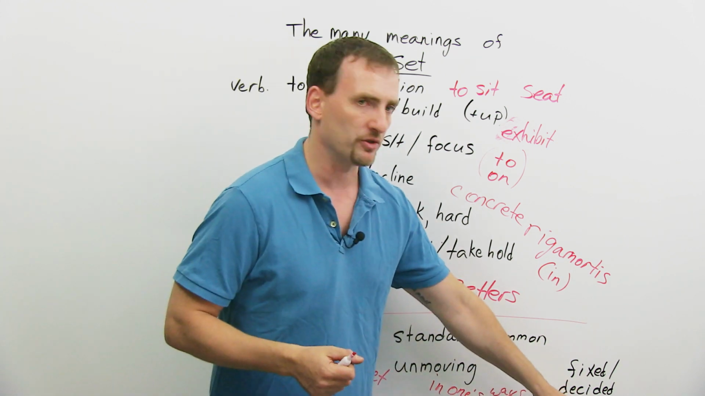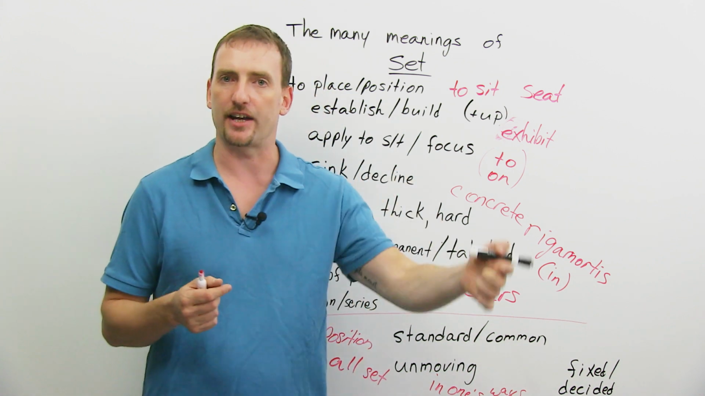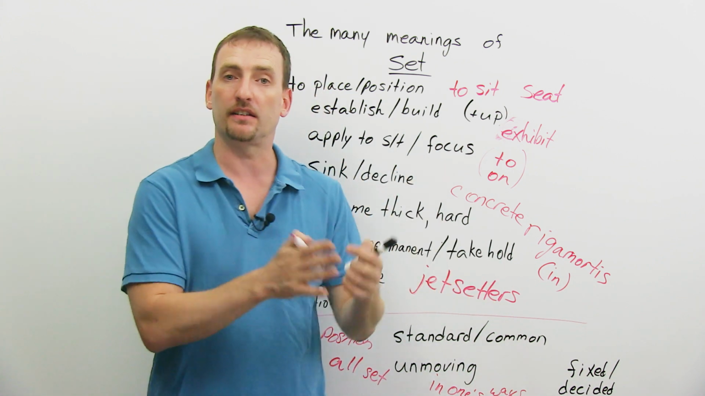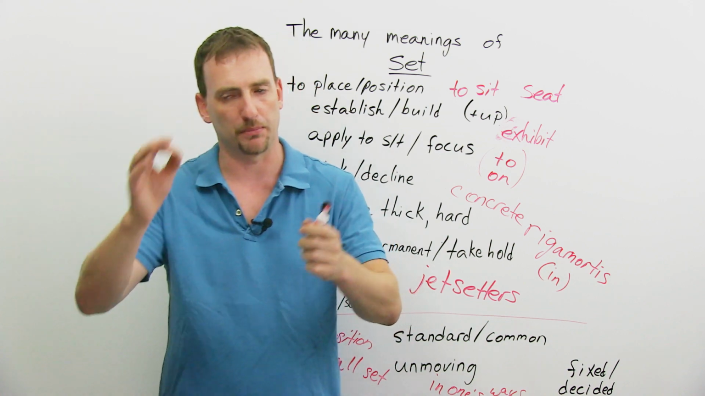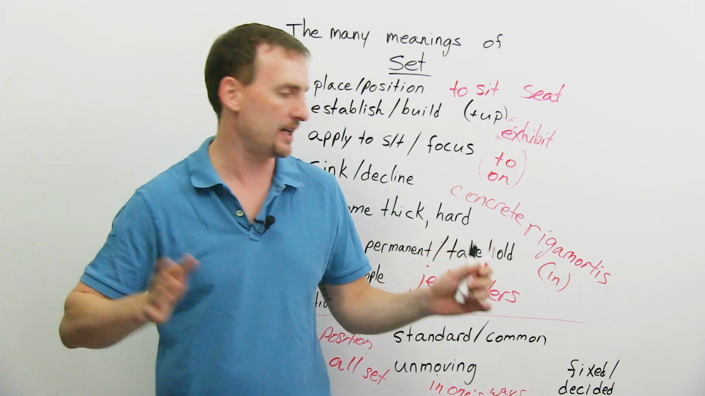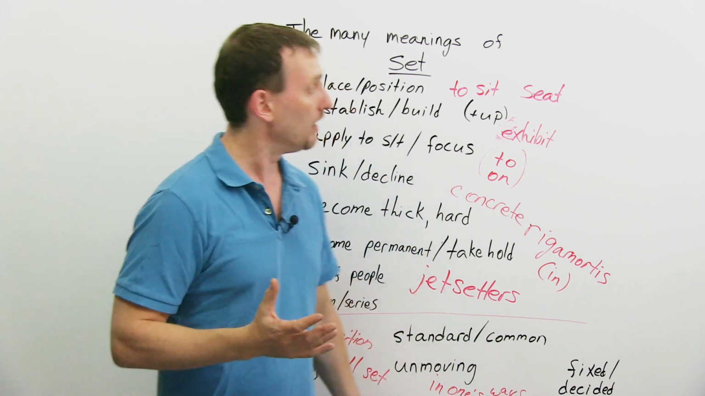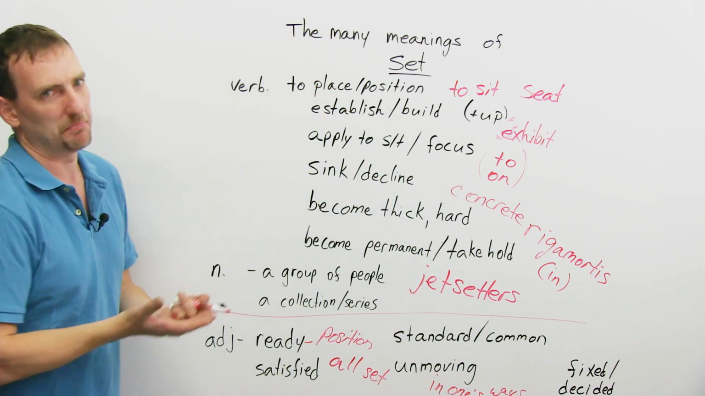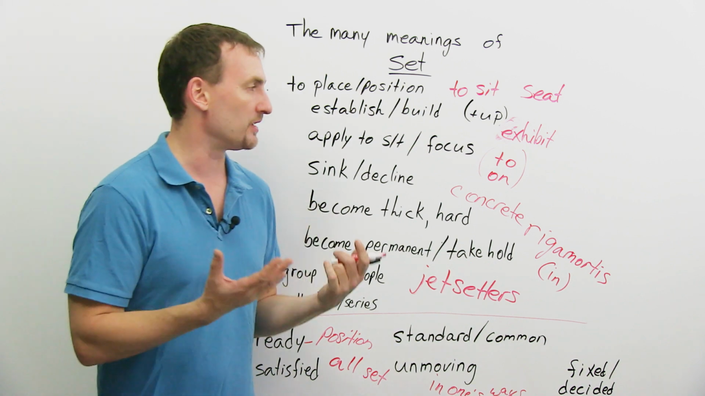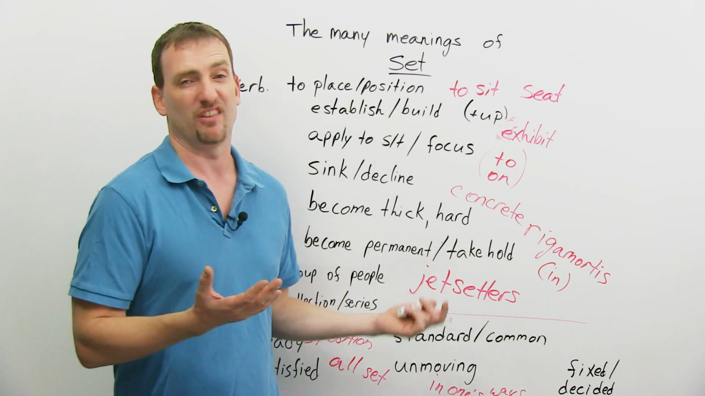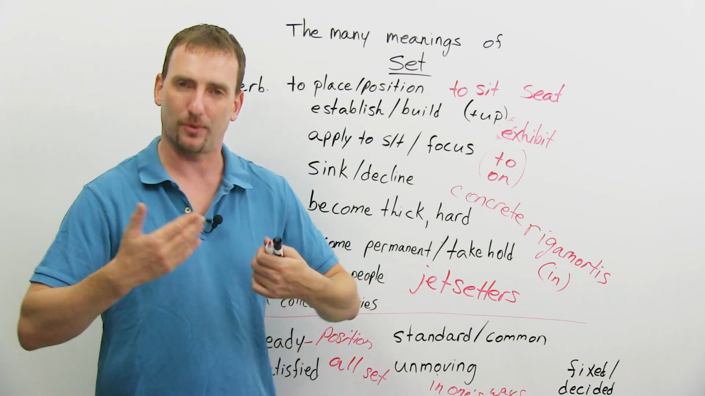Okay? You can have a set schedule. You can have a set itinerary. It means it's been decided, it's been planned, no more changing it, okay? And again, we're using it as an adjective to talk about something else. So, there are the many meanings of the word set. I know it's a little bit of a confusing word. We have a lot of words like this in English, but you'll get to them one at a time, slowly but surely.